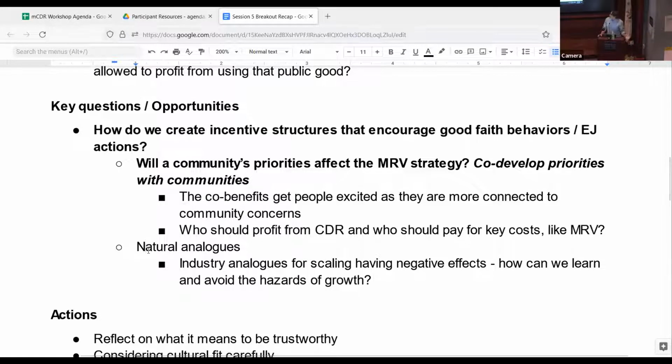For our key questions and opportunities, again, we're synthesizing this into things that hopefully you can walk away with and still be thinking about. The main thing we came down to is: how do we create incentives in this environment that encourage good faith behaviors and environmental justice? Right now it's a lot on the individual to do good, and if we incorporate that into the process, it'll help us moving forward.